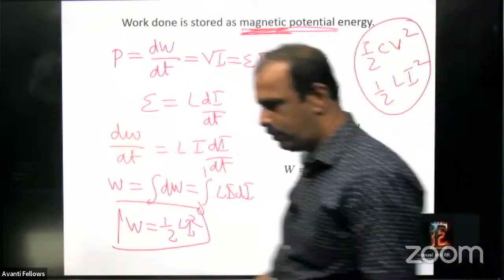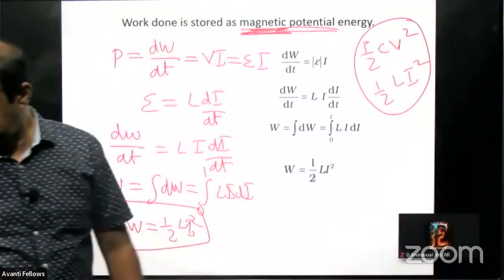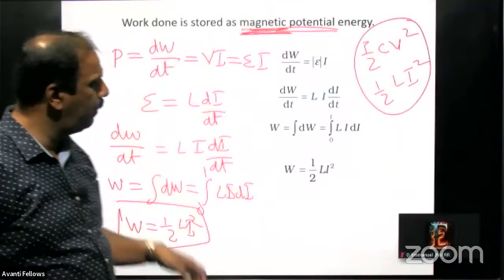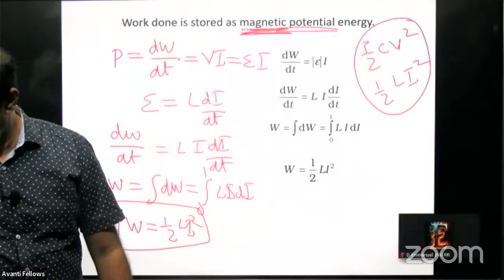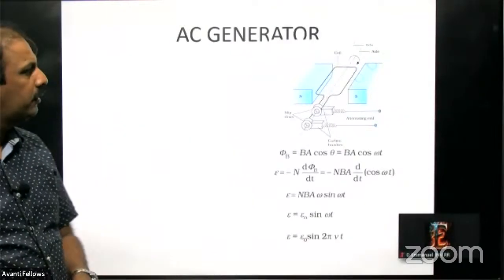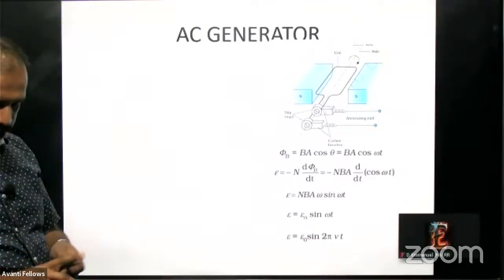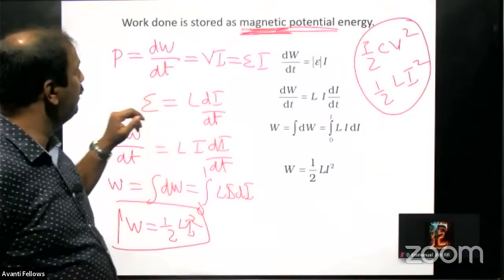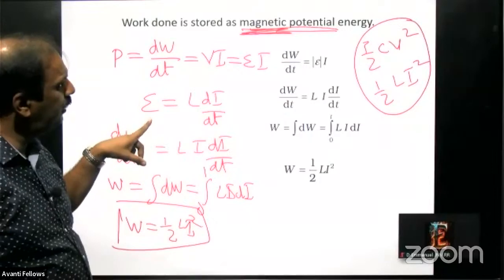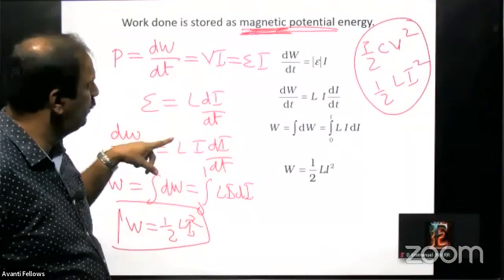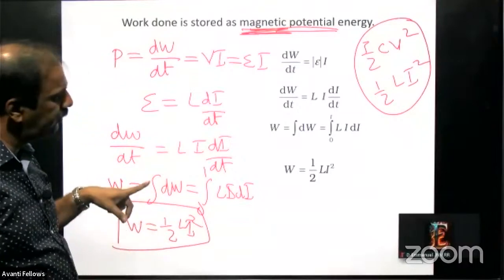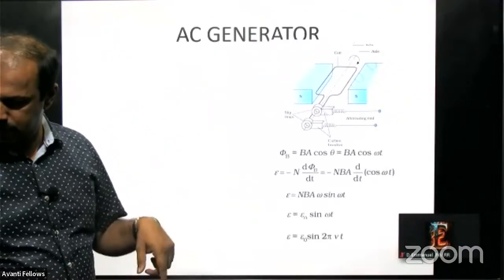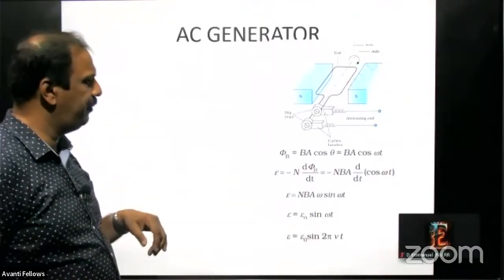One more point I want to tell. Okay, we'll move to the next topic, that is AC generator. Actually, I thought of one more point, but I am not getting what I thought of telling. Work done in the potential energy of L square. Okay, we'll think of that one later. So we'll now go for this AC generator.